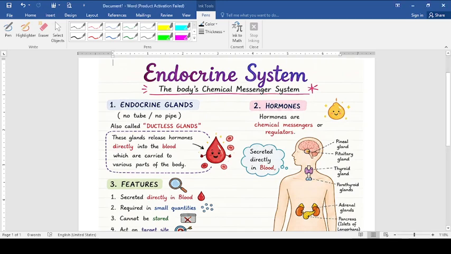Hello students. Today we are going to deal with the class 10th topic, that is endocrine system. I'll complete this in 6 classes. So this is the introductory class of the chapter, first part. So what do you understand by endocrine system? Endocrine system is actually a system which regulates all your body functions with the help of hormones.